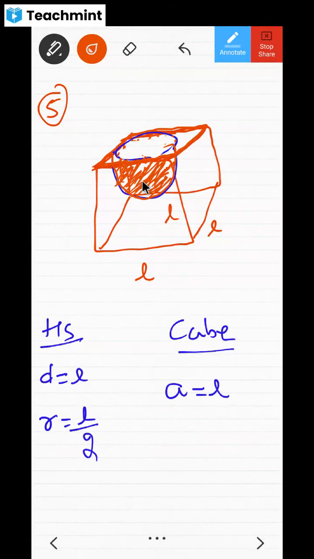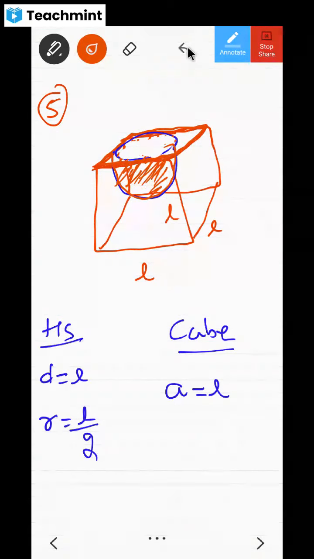Tell me, dear children, this depression. Here it is empty. Here also it is empty, but it is coming inside, means this is also surface area or not? This is area or not? So that's why what you have to do, you have to add that.